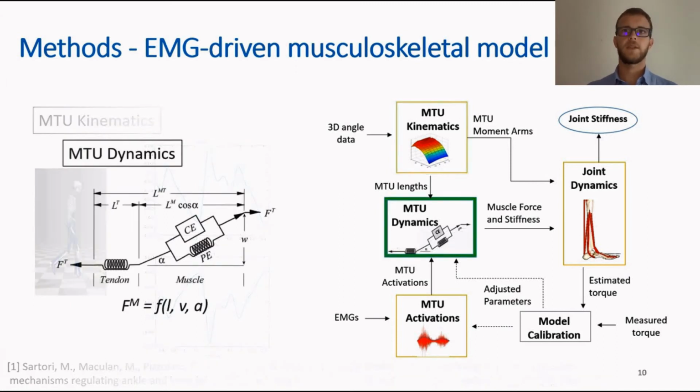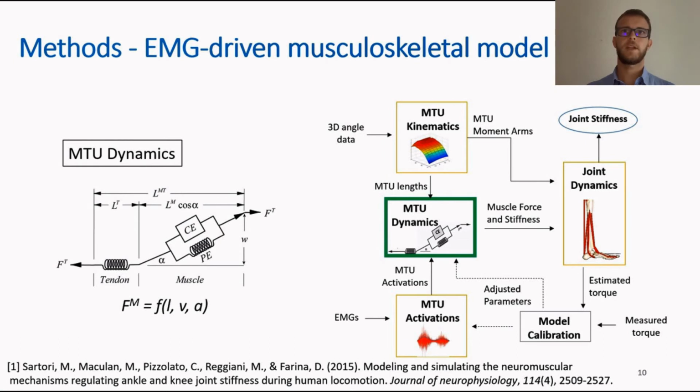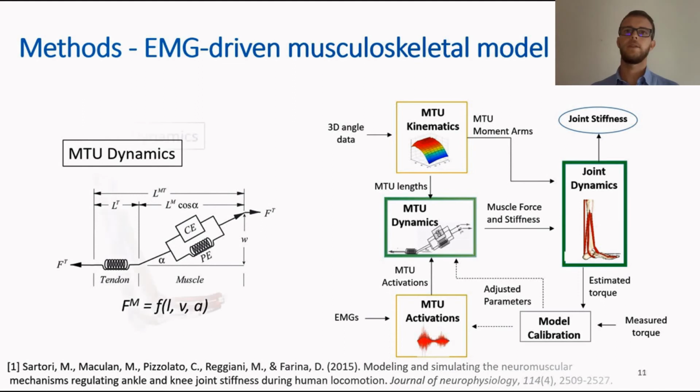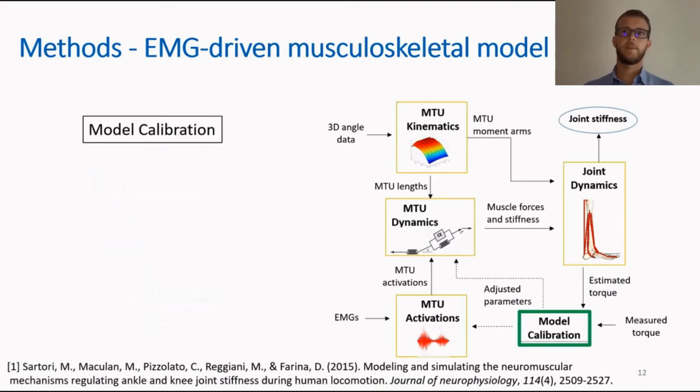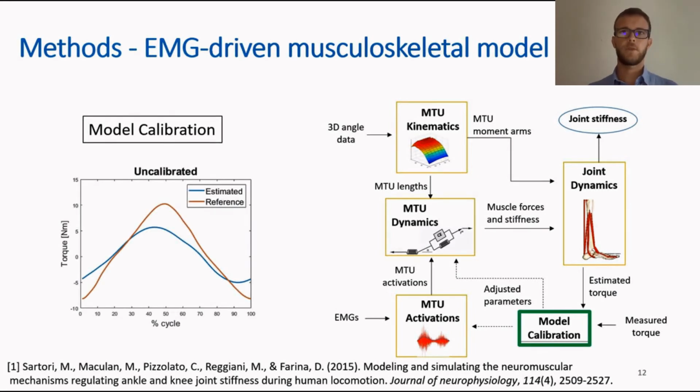The MTU length and the activations obtained in the 2 previous blocks are fed into a standard Hill-type muscle model to compute muscle force. Afterwards, in the joint dynamics block, muscle forces are projected into the joint space via the moment arms. There are some parameters in the muscle model that need to be calibrated to meet subject-specific needs, namely optimal fiber length, tendon slack length, a strength coefficient to scale the maximum isometric force, and 3 coefficients that define the nonlinear muscle activation mapping. An optimization routine adjusts these parameters until the error between the measured and the estimated torques is minimized.